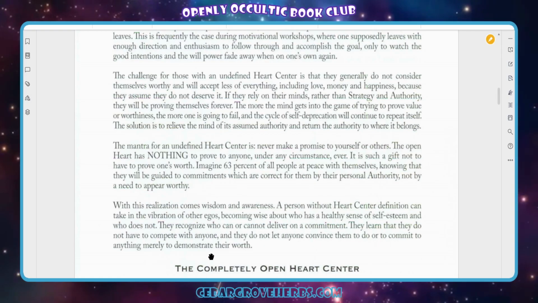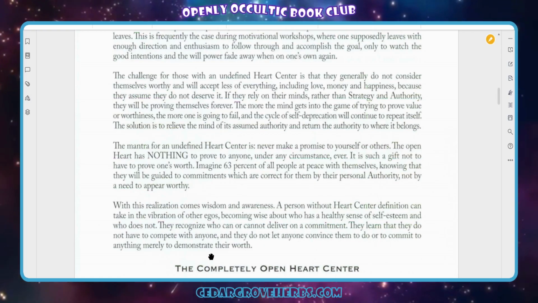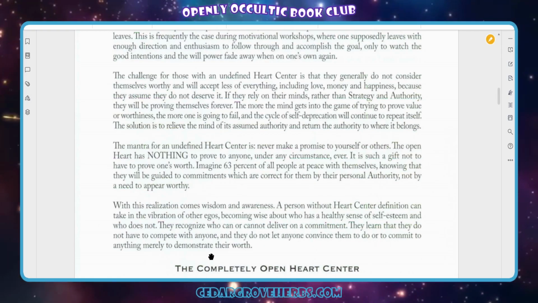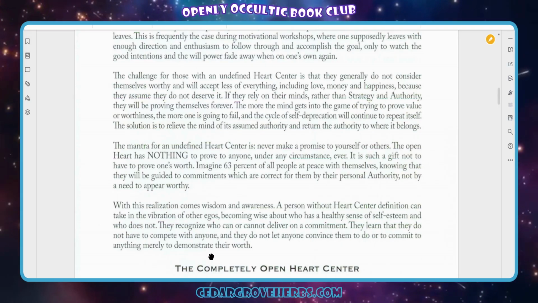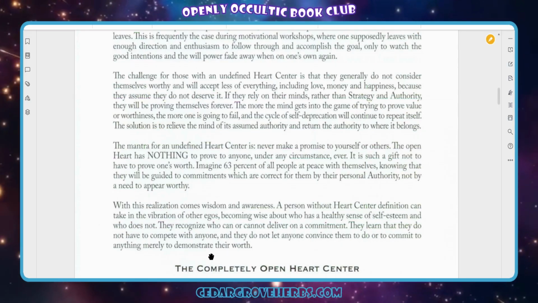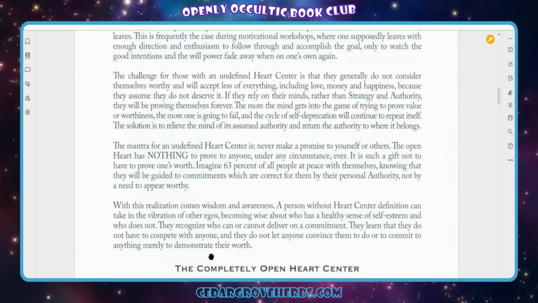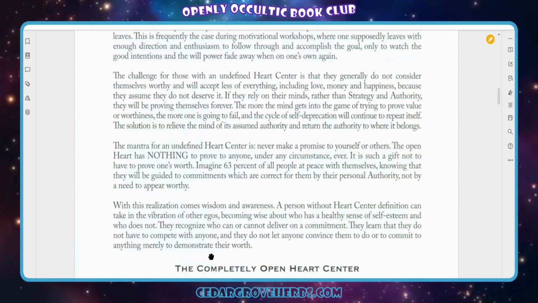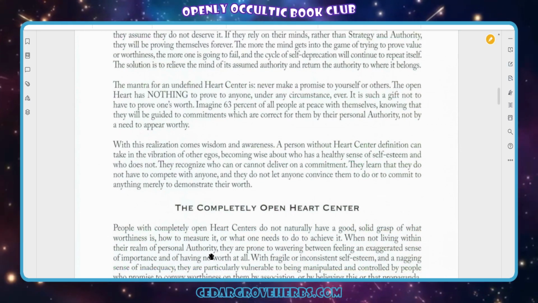Imagine 63% of all people at peace with themselves, knowing that they'll be guided to commitments which are correct for them by their personal authority, not by a need to appear worthy. With this realization comes wisdom and awareness.